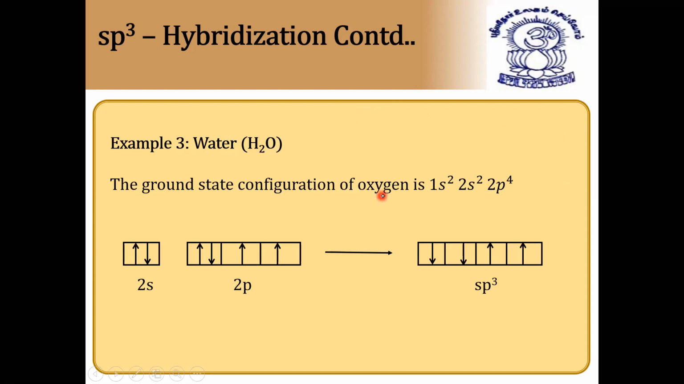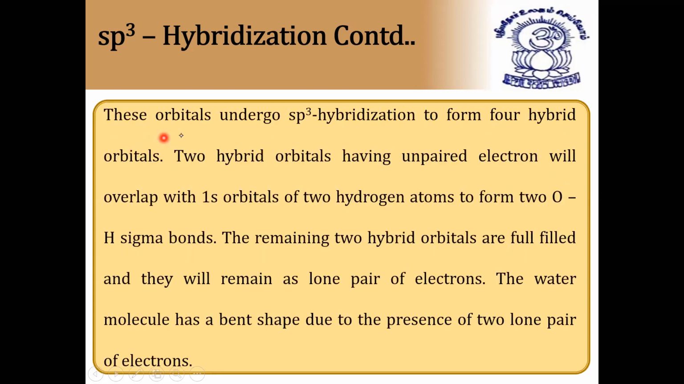Water will take what type of shape? Angular shape. So these hybrid orbitals undergo sp3 hybridization to form four hybrid orbitals. Two hybrid orbitals having unpaired electrons will overlap with the s orbital of two hydrogen atoms. As I told you, four hybrid orbitals will form, but only two will be filled up by two hydrogen atoms, forming two O-H sigma bonds, and the remaining two hybrid orbitals are fulfilled and they remain as lone pair of electrons.